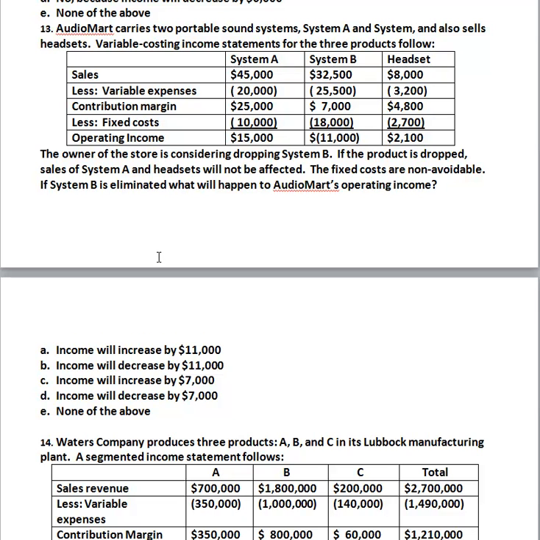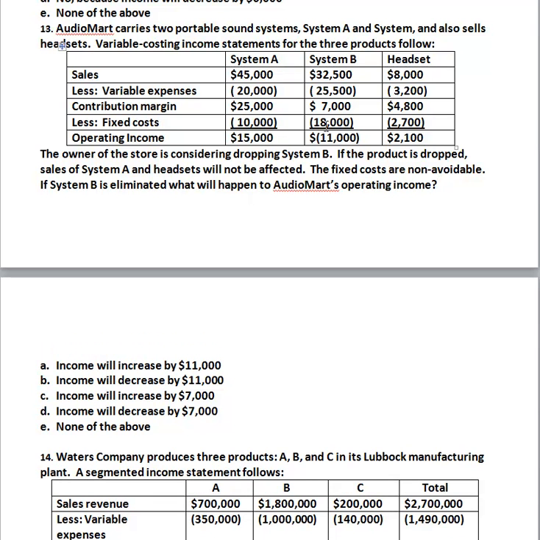Question number 13 is a segment elimination question, or keep or drop. We have two portable sound systems, A and B. If you look at this, it looks like B is not doing well, so we're trying to figure out if we should drop B. If the product is dropped, sales of System A headsets will not be affected. The fixed costs are non-avoidable. So what this is saying is that out of these total fixed costs, then they're going to stay the same, okay? So if B is eliminated, what's going to happen to our operating income?